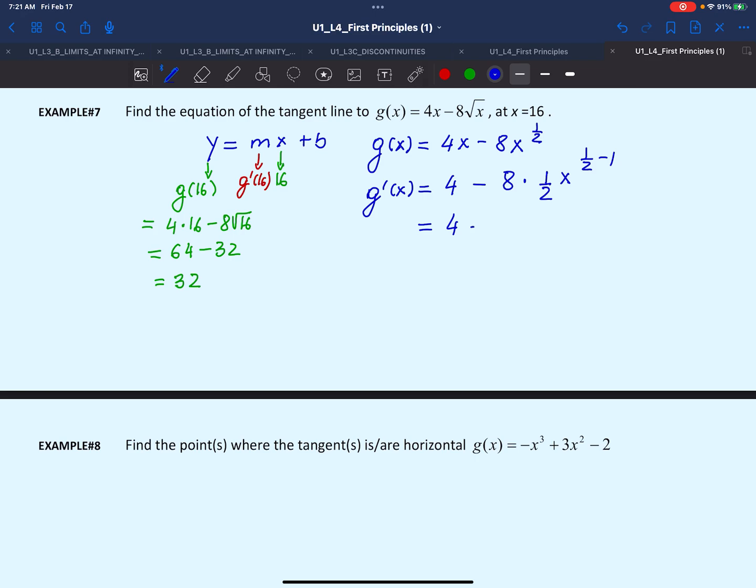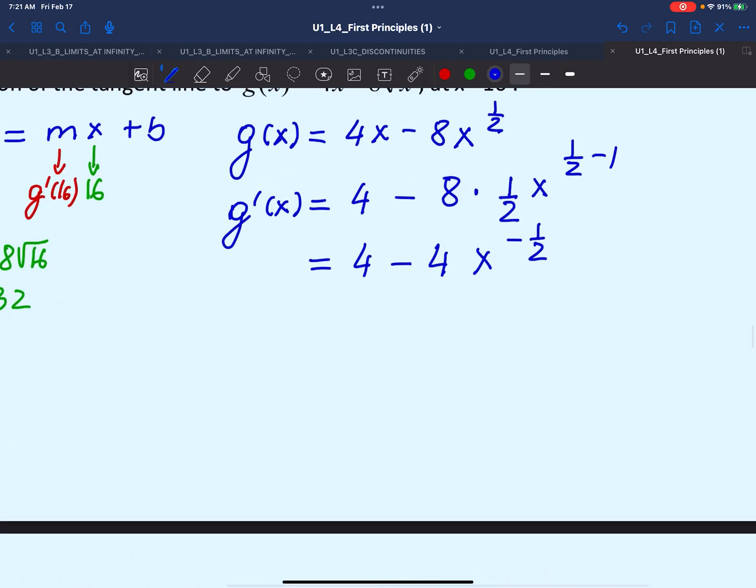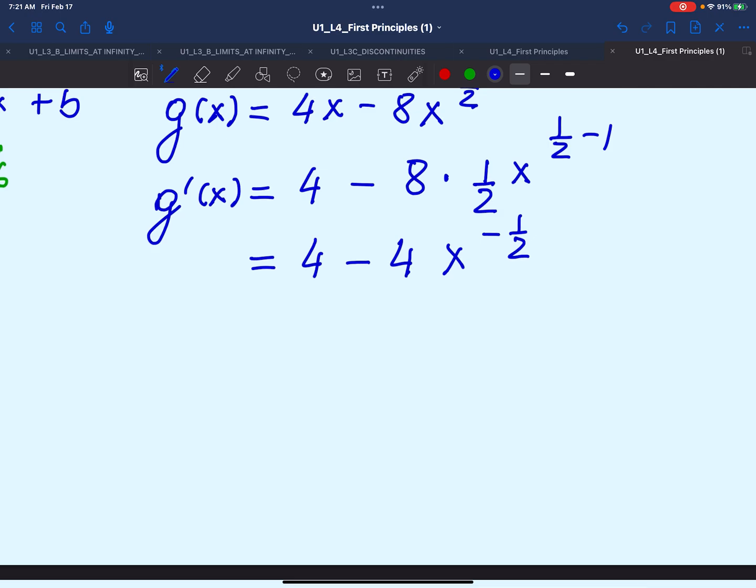So that will make it 4 minus. 8 and 2 will simplify to a 4. x to the power of 1/2 minus 1 is negative 1/2. So that means that the derivative g'(x), which will describe the rate of change or the slope of the tangent at any point x, is 4 minus 4 over the square root of x. So I'm bringing the square root to the denominator, or the power of negative 1/2 in the denominator, so it turns into a positive number.